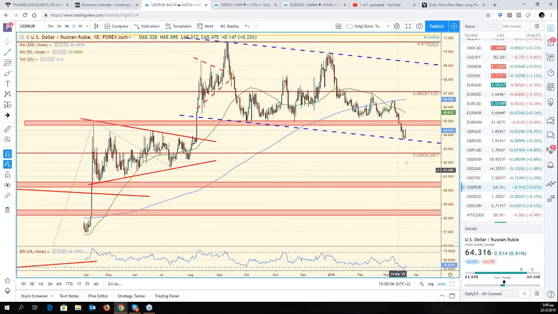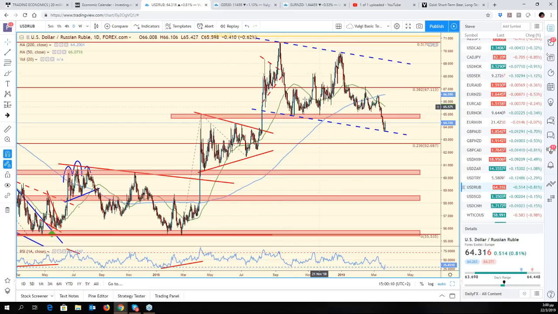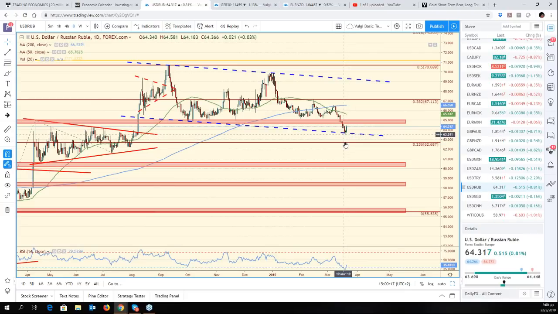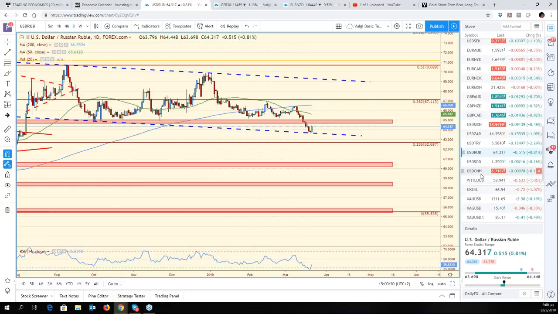This is the USD ruble. USD ruble, a very nice reaction, a morning star formation from this channel's support. So a very nice channel. We found support actually the day before yesterday. We retested it yesterday. We retested it today. And now we seem to be forming a morning star formation, which, as you know, especially given the fact that's on an important support, it's quite a nice signal for a move to the upside.